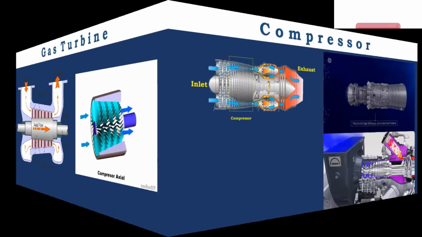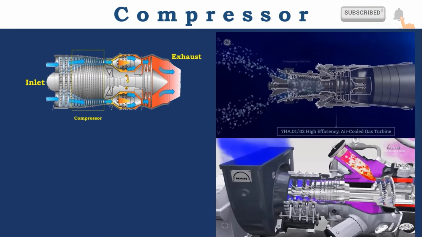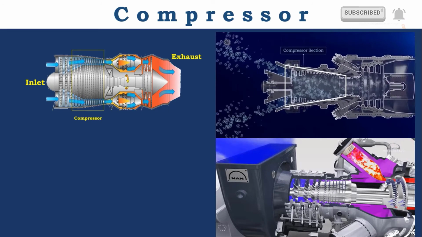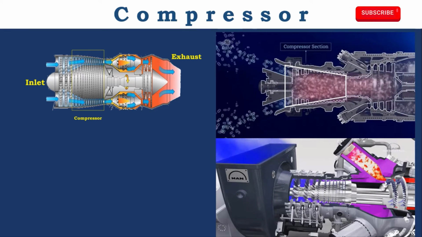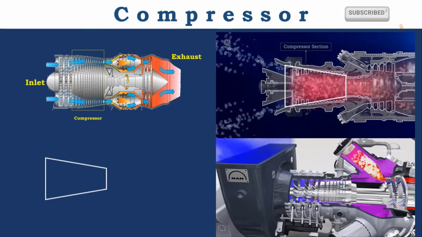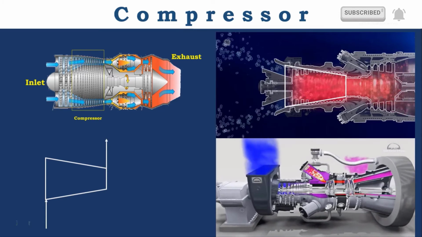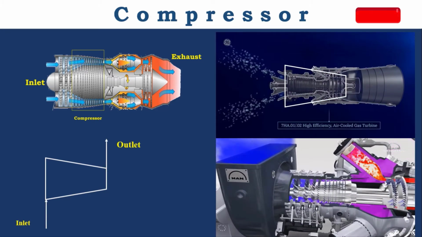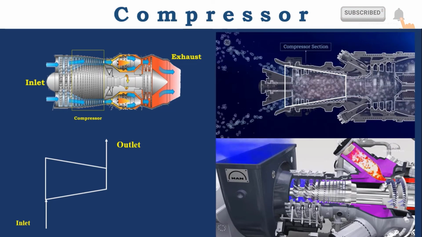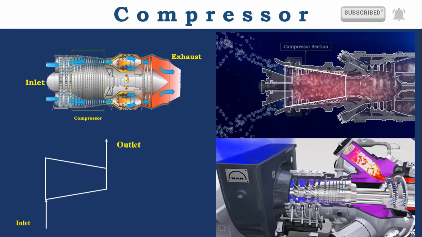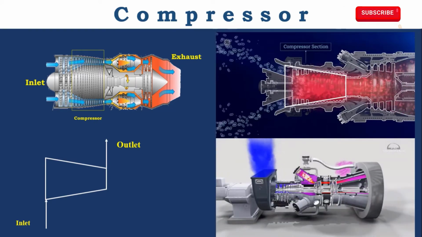The cross-sectional area of an axial flow compressor decreases in order from entry to exit, which means the area decreases from entry to exit. Hence, it is represented like this in a gas turbine: inlet, outlet. In an axial flow compressor, n number of rotor and stator blades are mounted on the shaft, which increase the pressure of air. The axial flow compressor may be single stage or multi-stage.